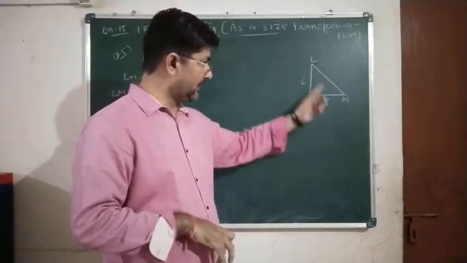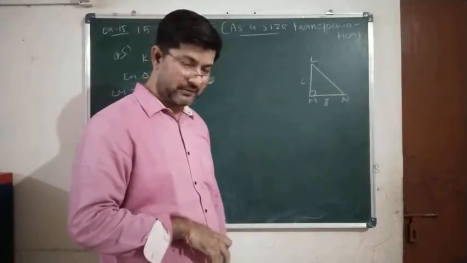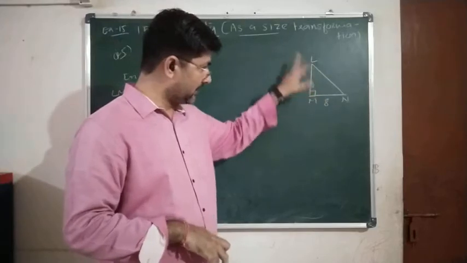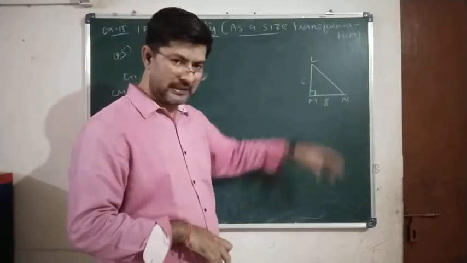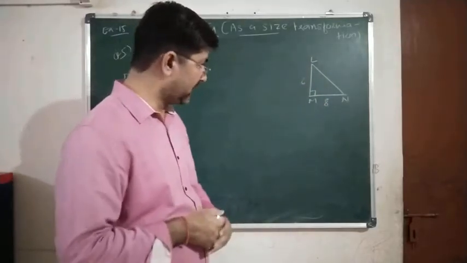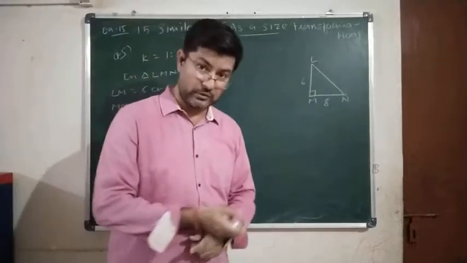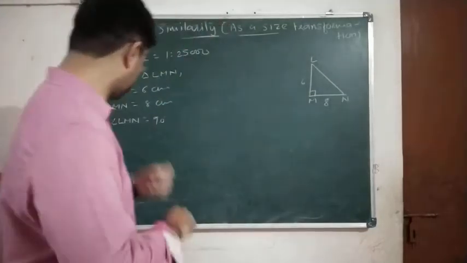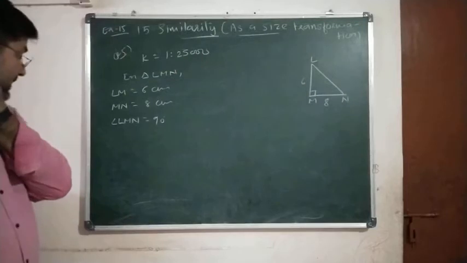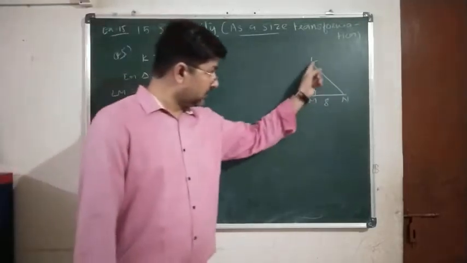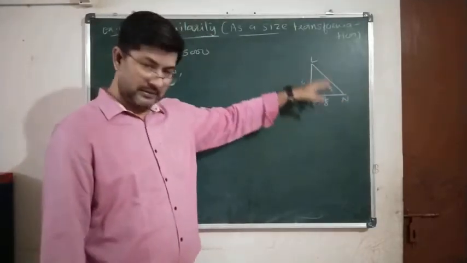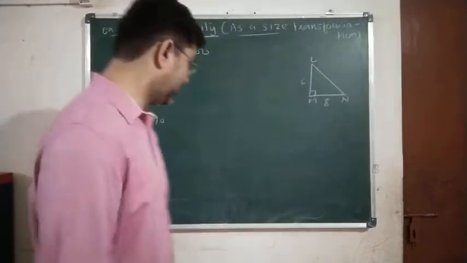Yes or no? MN and LN, I think, are given. Or all the three, LM, MN and LN, whatever it is given, we will find out, as well as the actual area also in square kilometer units. So first we will find out on the map only the length LN as well as the area on the map.